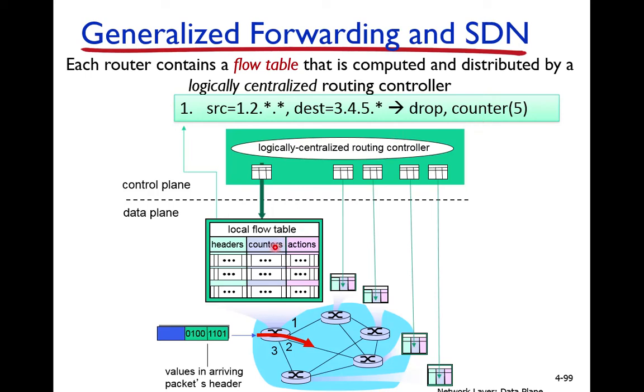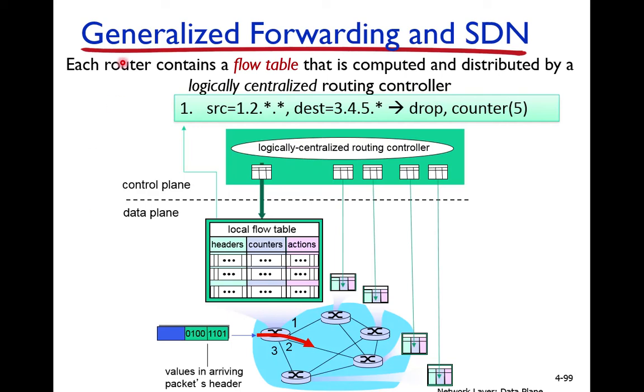So this counter is used to count how many packets up to now have arrived and matched with this entry. Each time a packet arrives and matches with this entry, and this action is performed, then the counter will be incremented. This is also called statistic.